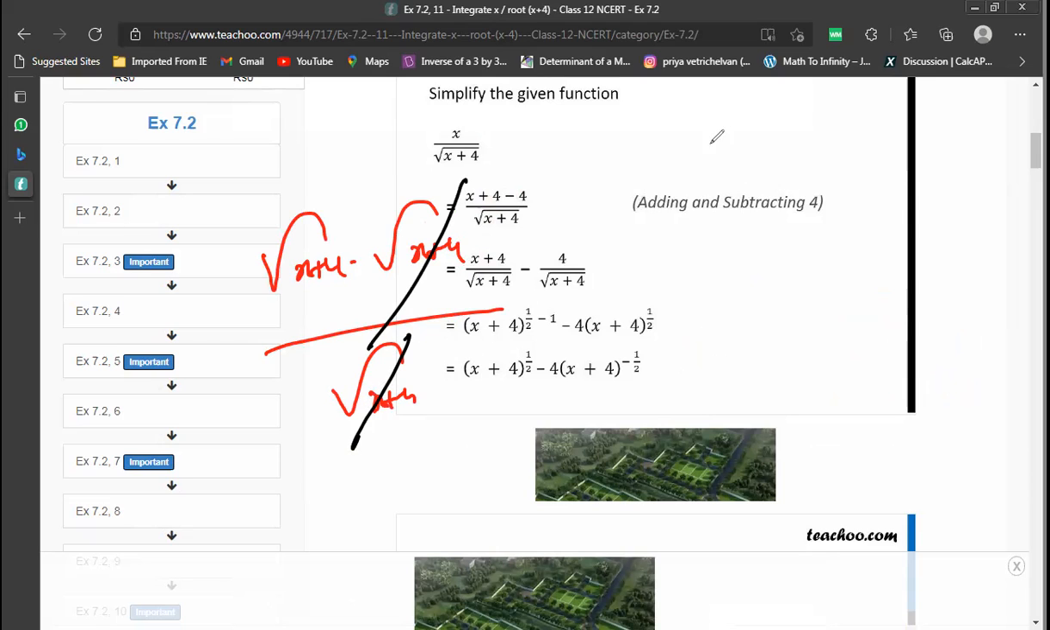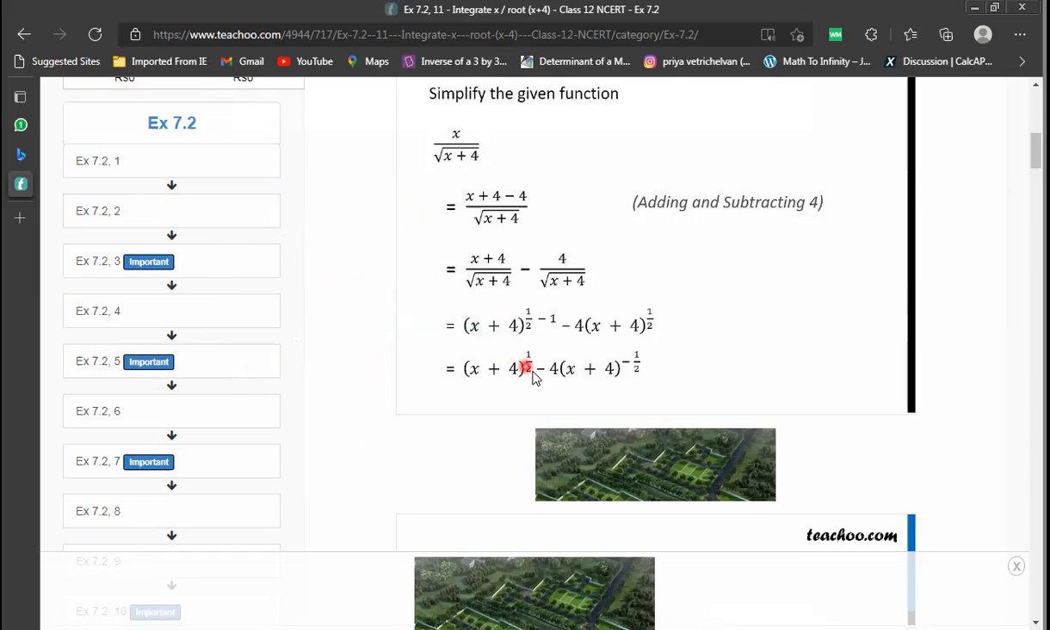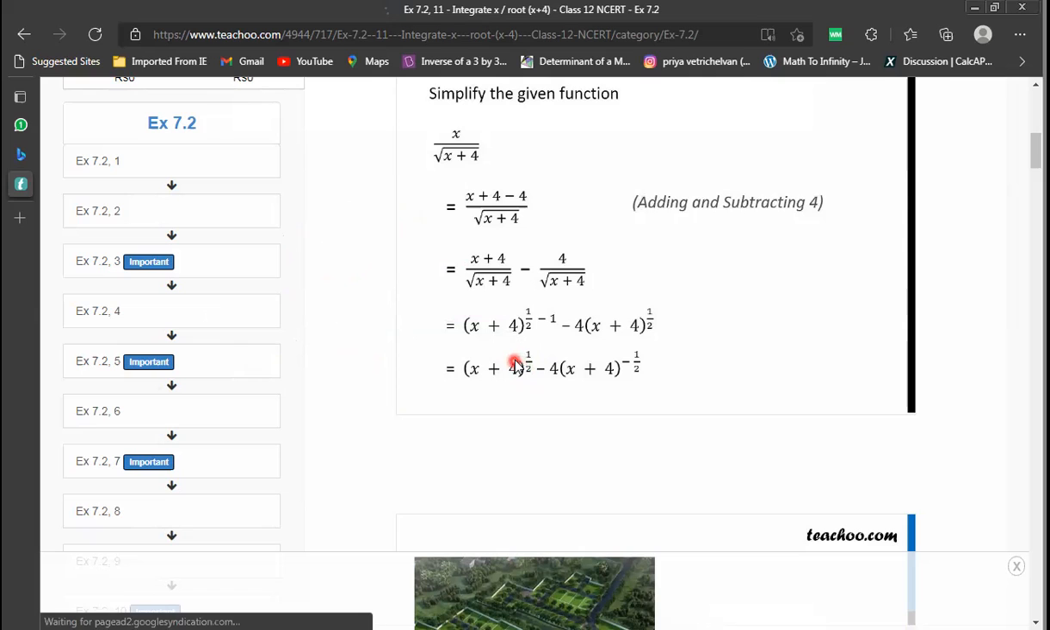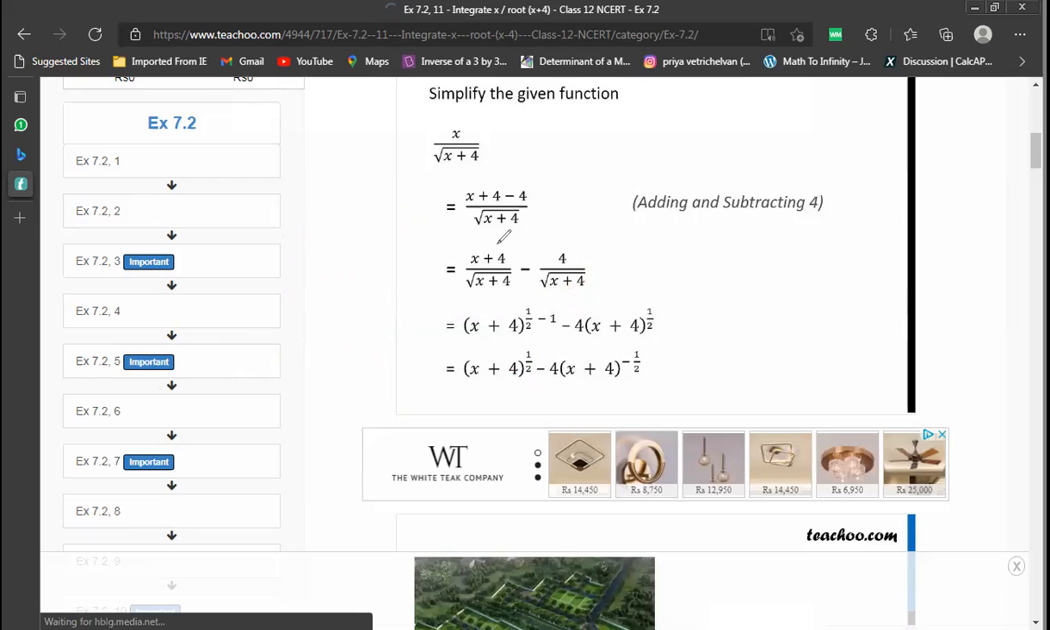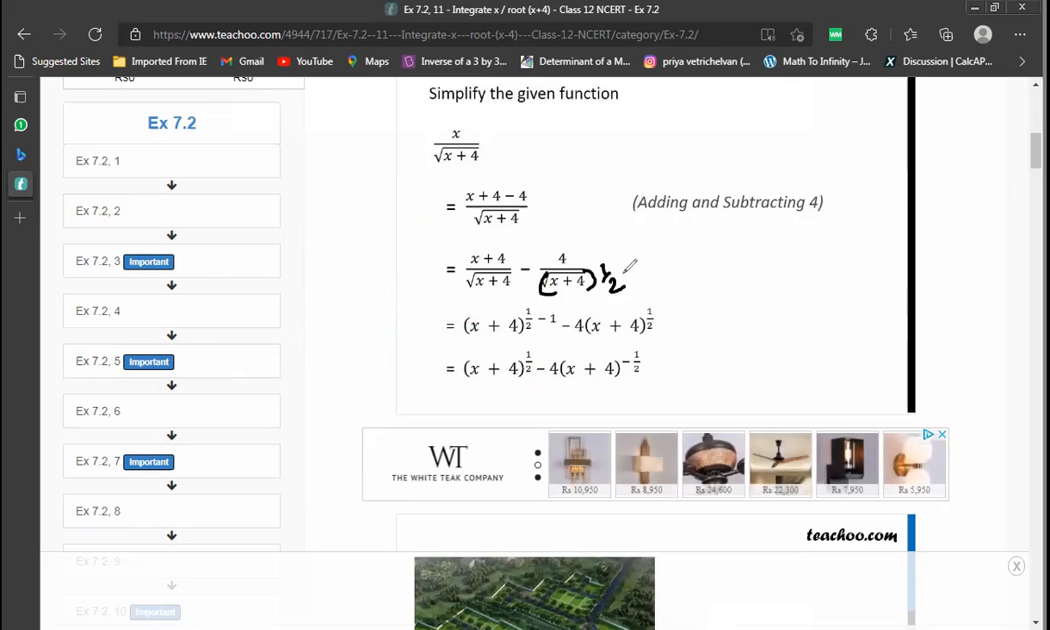So square root of x plus 4 can be written as x plus 4 the whole power 1 by 2, isn't it? Over here you have square root of x plus 4 in the denominator, which can be written as power 1 by 2. When you take the denominator to the numerator, the sign of the power will change. So the plus 1 by 2 will change into negative 1 by 2. So it's 4 into x plus 4 whole power negative 1 by 2.